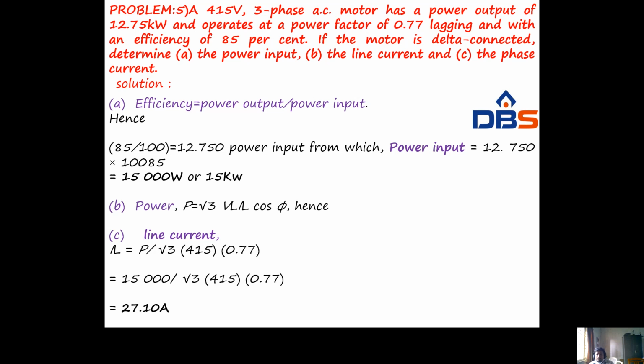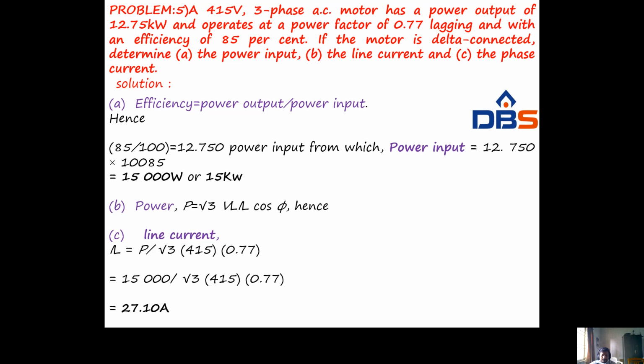Next, power P is equal to root 3 VL IL cos phi. From that, IL is equal to P by root 3 VL cos phi. So P, what is the power? That is input power 15,000 divided by root 3, VL 415, cos phi 0.77. Cos phi is equal to 0.77, they are given in the problem. Therefore, line current IL is equal to 27.10. What about phase current?